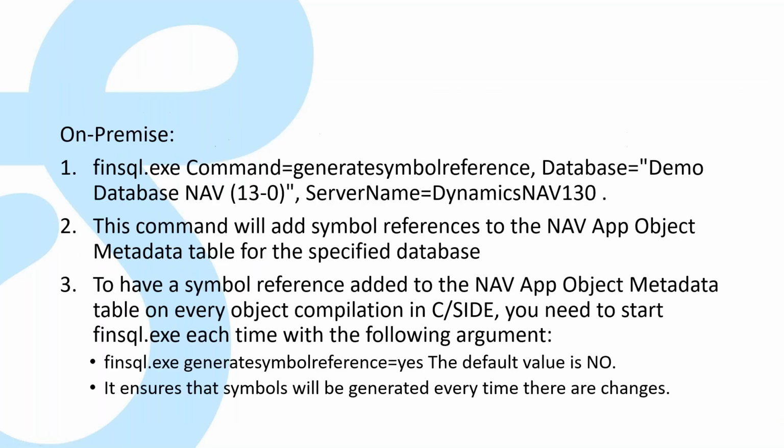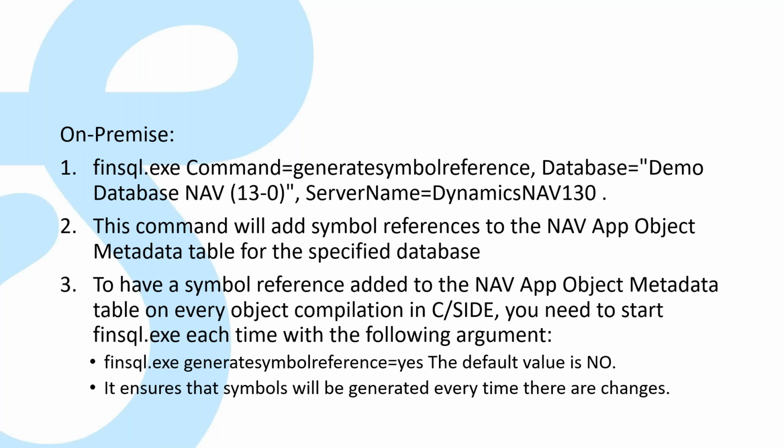So for the cloud version, the symbols are always automatically generated, but on the on-premise version, you have to generate those symbols. And on the first line, we can see that this command is what we actually already did in the command line when we ran it as administrator. This command will add those symbol references to the NAV app object metadata table for the specified database.